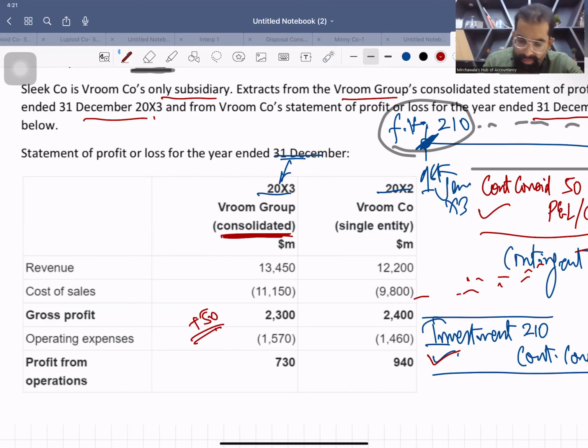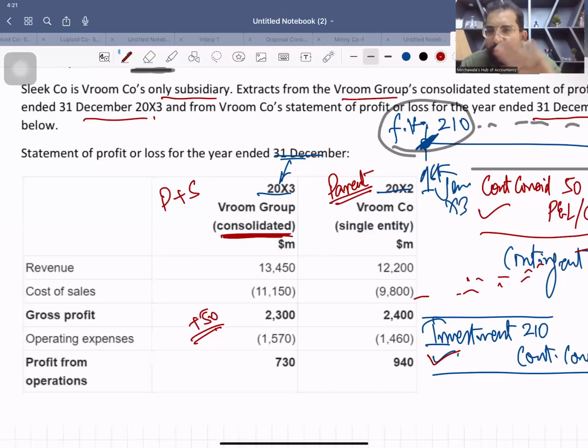So the first thing is, this income statement is parent plus subsidiary, and this is only parent. Okay, so just a general point, this comparison is not like with like. If you compare last year with this year, obviously here we have two companies. In 2003 we have two companies. In 2002 only one company.